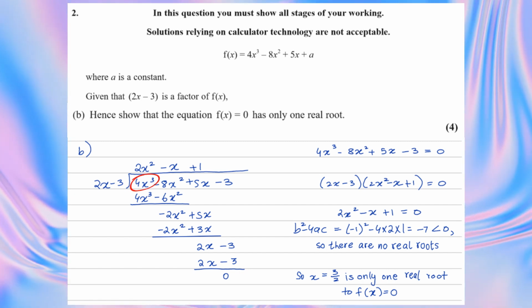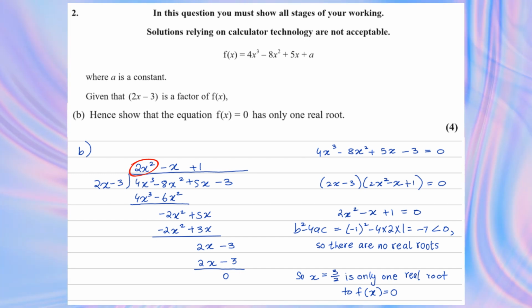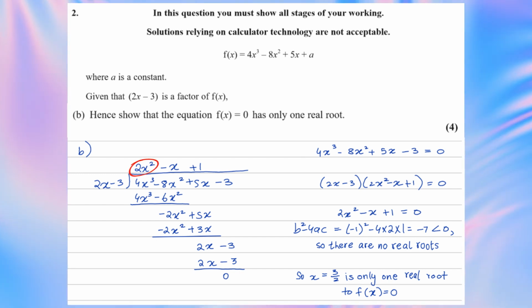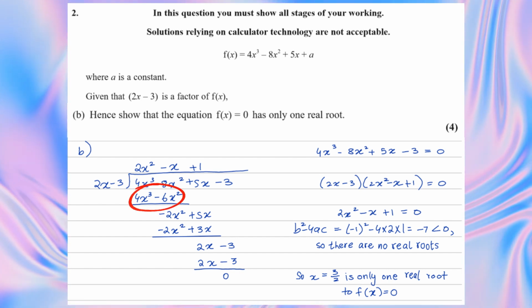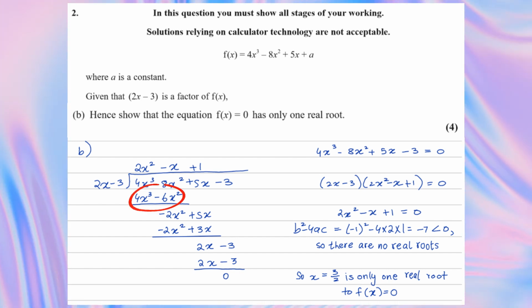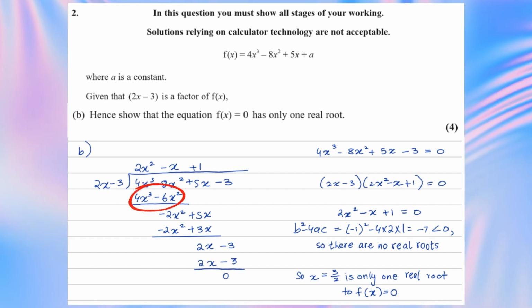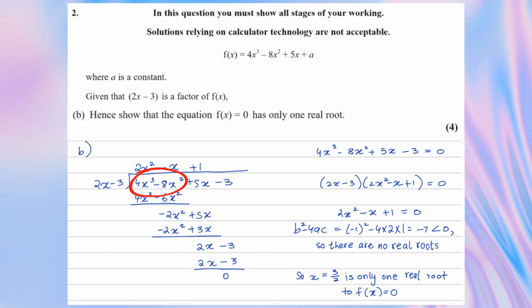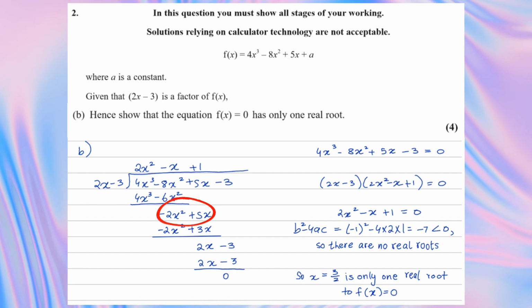First, divide 4x cubed by 2x. This gives us 2x squared, which we write here at the top. Now multiply 2x squared by 2x minus 3. This gives us 4x cubed minus 6x squared, and we will write this down here. Now subtract 4x cubed minus 6x squared from 4x cubed minus 8x squared. This gives us minus 2x squared plus 5x, and we write that down here.